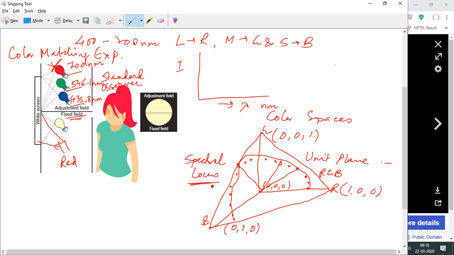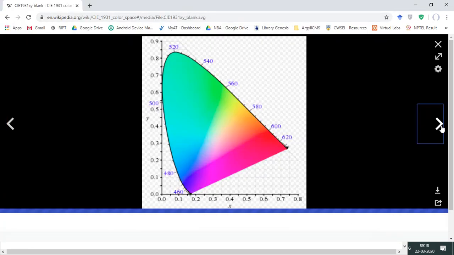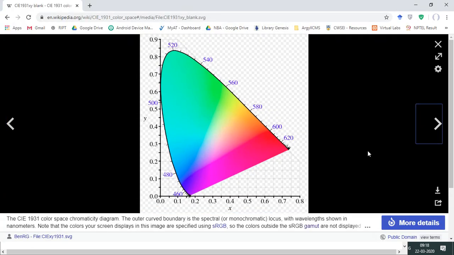Now you can see the shape of this particular spectral locus. It looks like a tongue. So after conversion, this spectral locus started to look like this. As you can see over here, this diagram came to be known as the CIE chromaticity diagram, and this coordinate system came to be known as the CIE chromaticity coordinate system. This is represented by two axes. One is the small x, another is the small y.